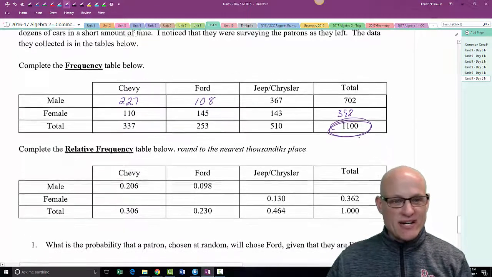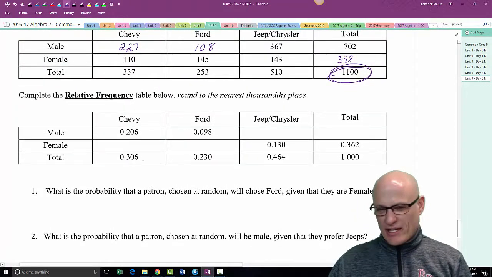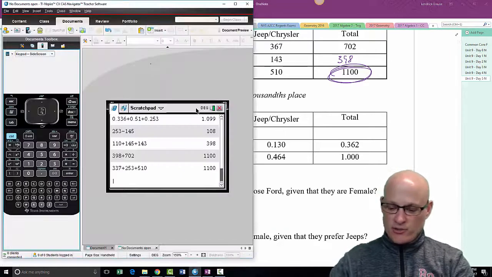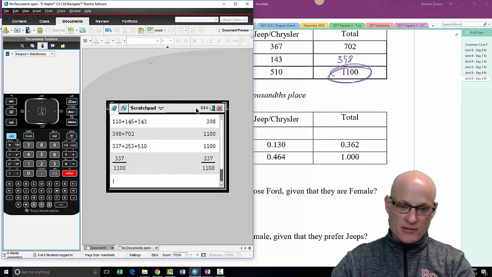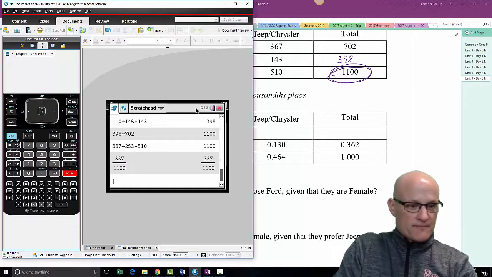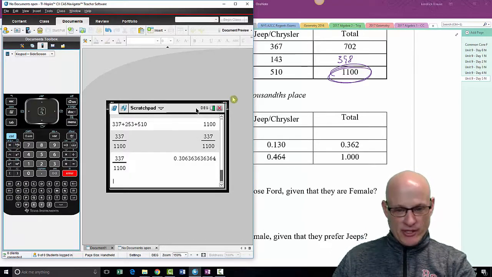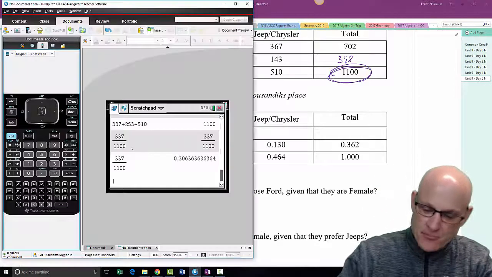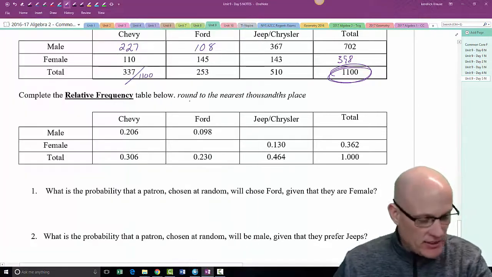Now, if you look down here, it's not as easy as it was before. Notice it's not like this is 0.306. Well, where am I getting these numbers from? Well, don't forget, every one of these needs to get divided by 1100. So if I grab my calculator and do 337 divided by 1100, I get 0.3063, and we'll round it. So we're going to do 110 divided by 1100, and I get 0.1. That's an easy one, 0.10.